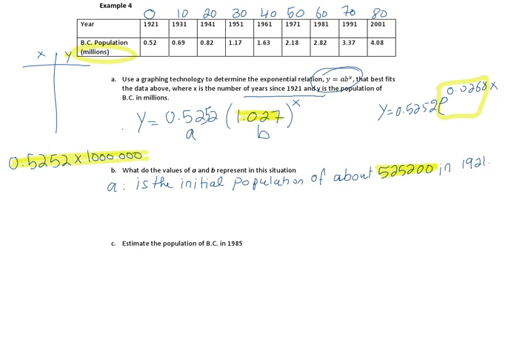Now, what does B represent? Growth rate or growth factor? Growth factor. So my growth factor is 1.027. What does that mean? How would I find my growth rate? B minus 1, and then multiply by 100. So B is the growth factor.